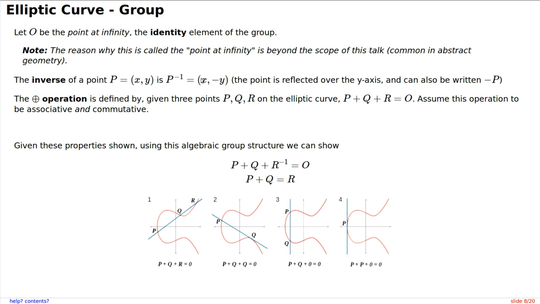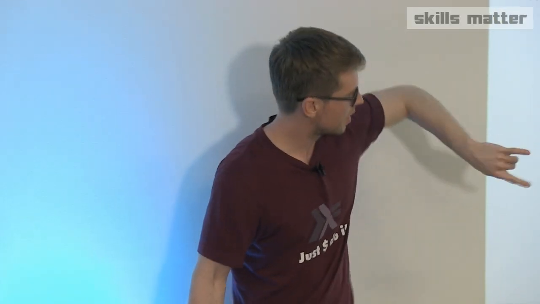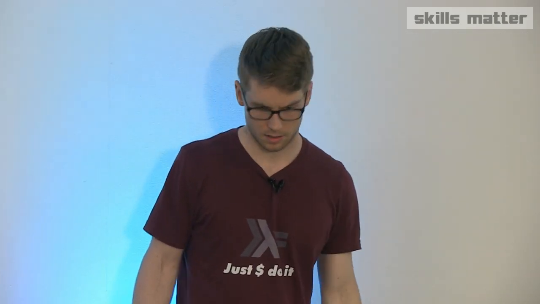The inverse of a point on an elliptic curve can be defined as a reflection over the x-axis. As you can see in the third picture, this is a reflection. So in this equation, P and Q are kind of inverses of each other. You can define this on a 2D coordinate plane, just reflected over the x-axis.